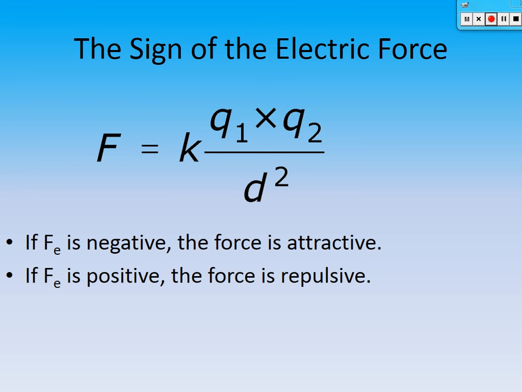So the sign of the electric force, we've talked about this before, but if you run the numbers through Coulomb's law here and it comes out to be negative, what kind of force is that? So if it's negative, that's an attractive force. We've got to remember that. If the electric force is positive, that will be a repulsive force.